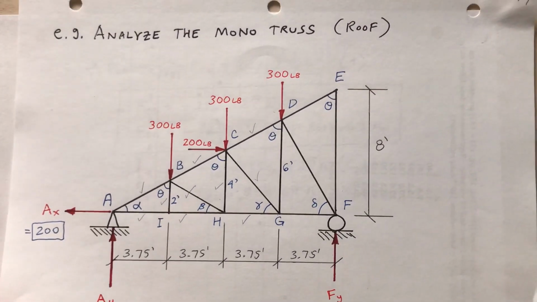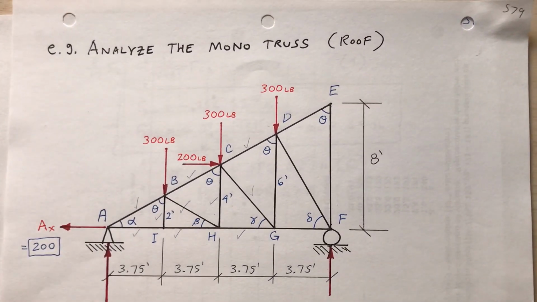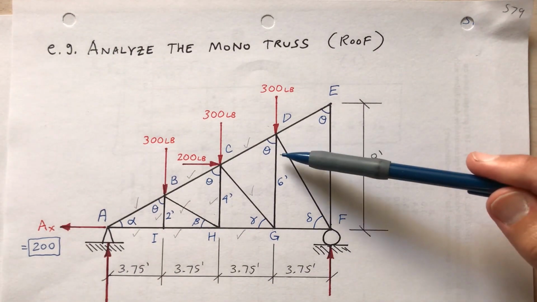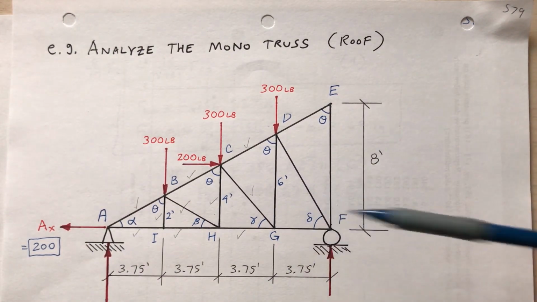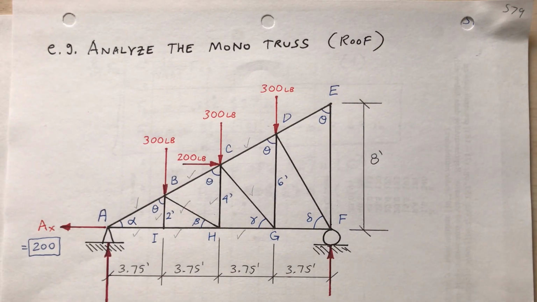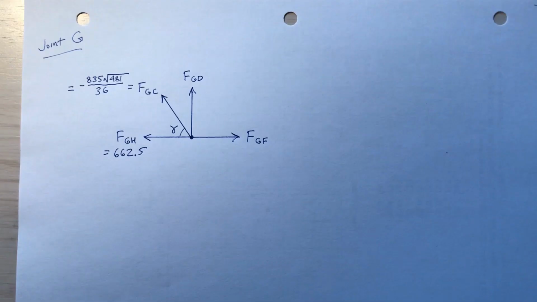Okay, what should I analyze next? Can I analyze joint D? At joint D, I've got 3 unknown bar forces. That's too many. At G, I only have 2, so why don't I analyze joint G next? And now I analyze joint G.